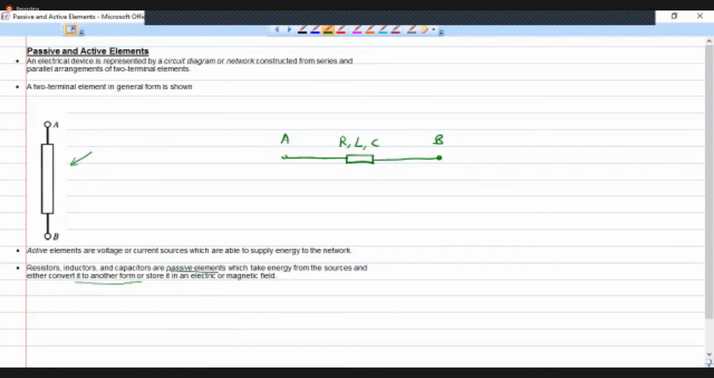For example, resistors absorb the electrical energy and convert it to heat energy. Whereas inductors and capacitors store it in an electric or magnetic field. Capacitors store the energy in an electric field, and inductors store it in the form of a magnetic field. Okay.